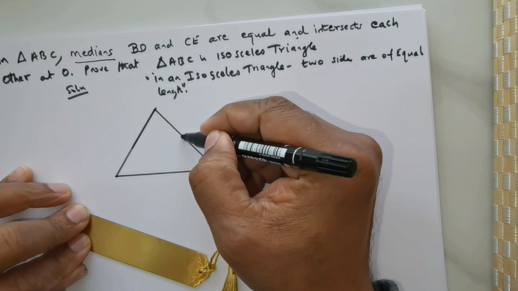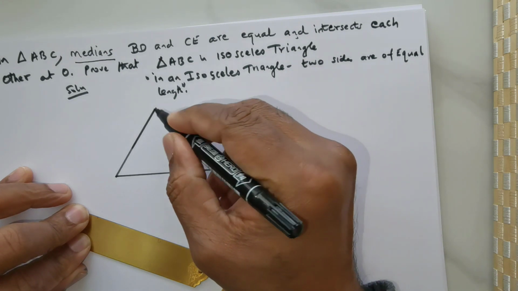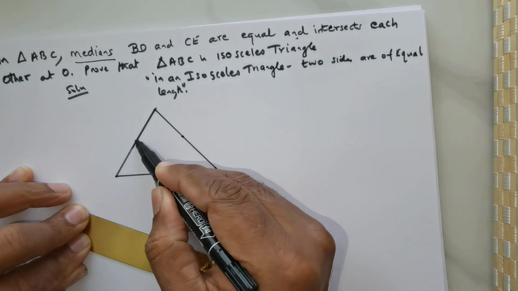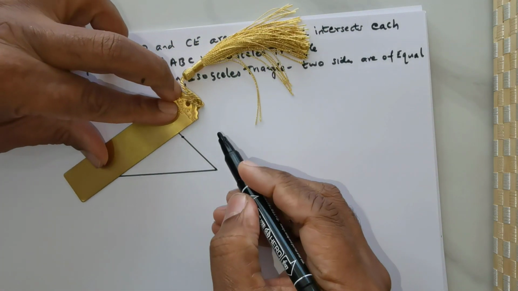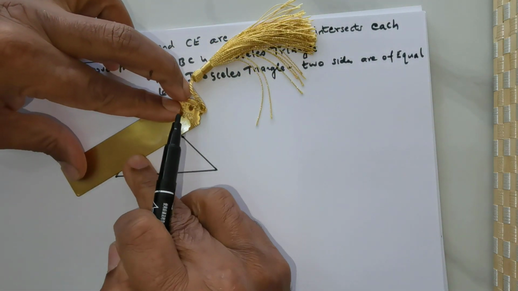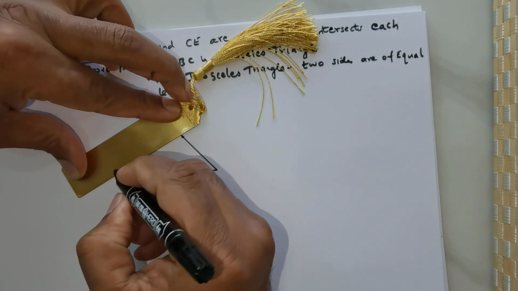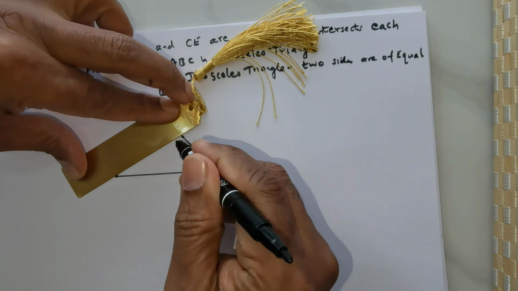So when we talk about medians, they will bisect or intersect the sides of a triangle exactly at the center. So have that in mind. So I've got a center located here. So I will connect it. Because of the fact it's a median, the intersecting point would be at the center.